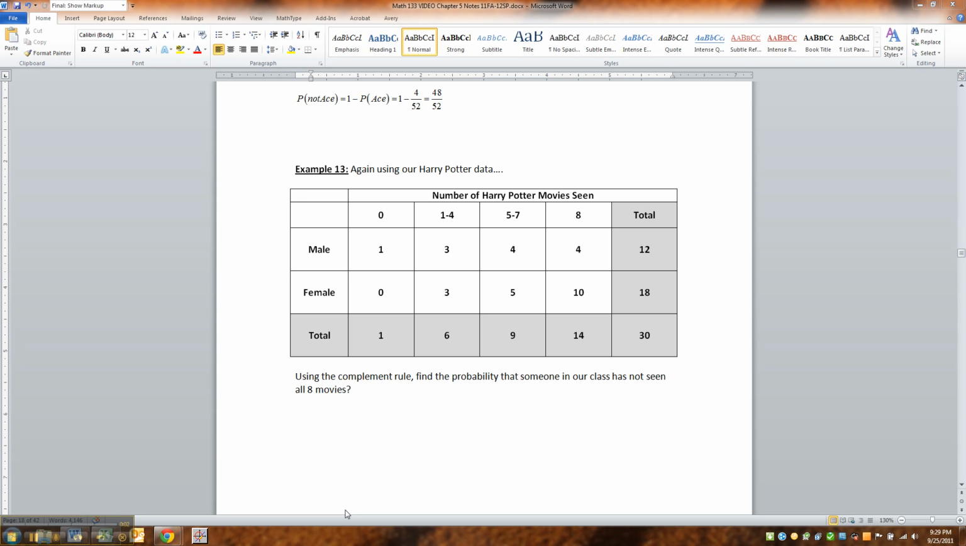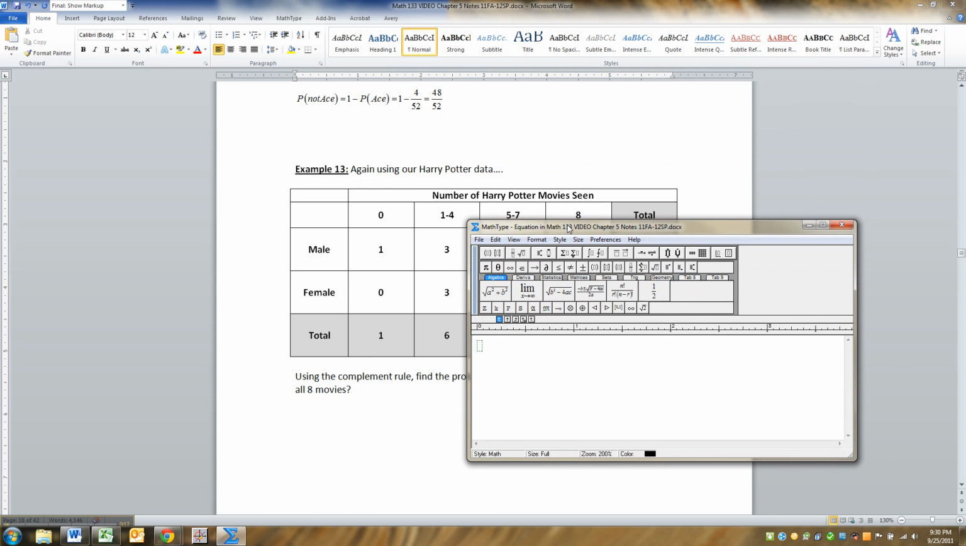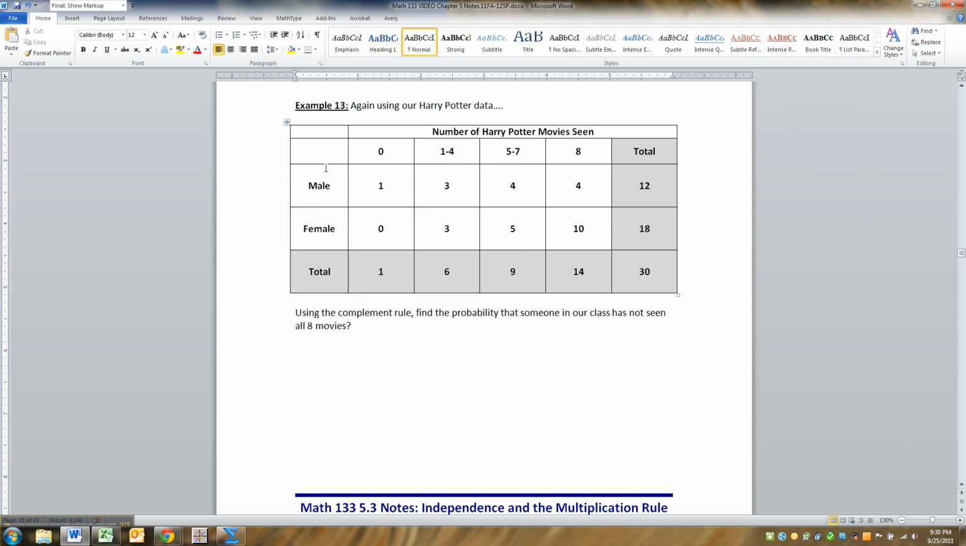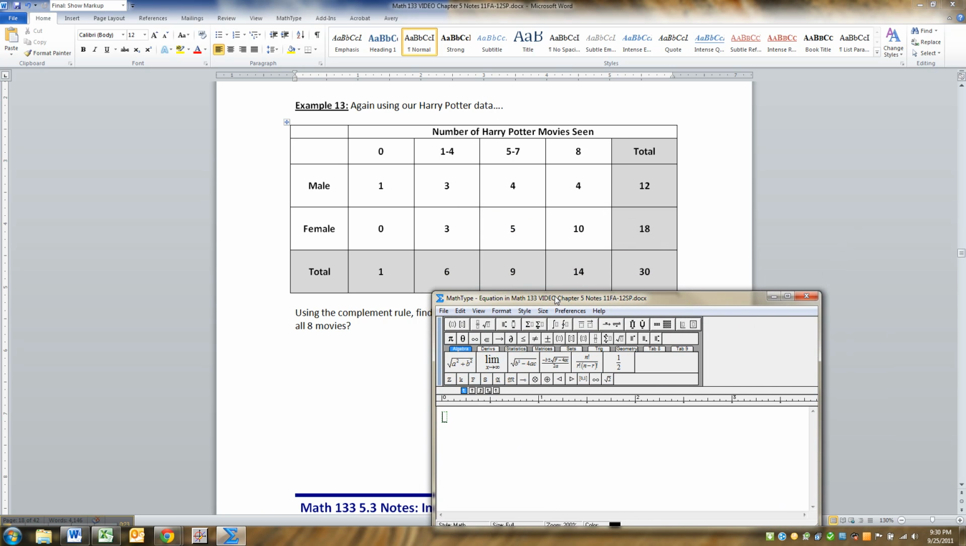So we have one final example in section 5.2, and then we're all done with this particular section. Namely, we need to use the complement rule to find the probability that someone in our class has not seen all 8 movies. All right, so I know that there's a couple ways to do this. Please bear with me. I want to use the complement rule here in particular because I'm trying to get us to use the ideas of complements. Okay, so the probability that someone has not seen all 8 movies.